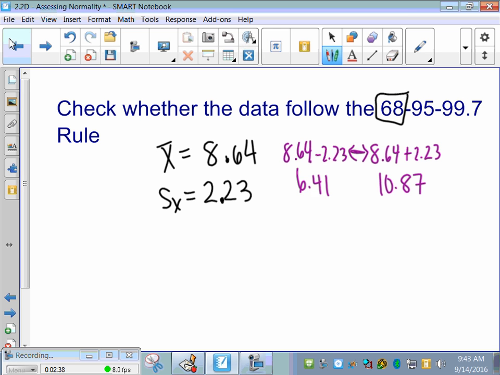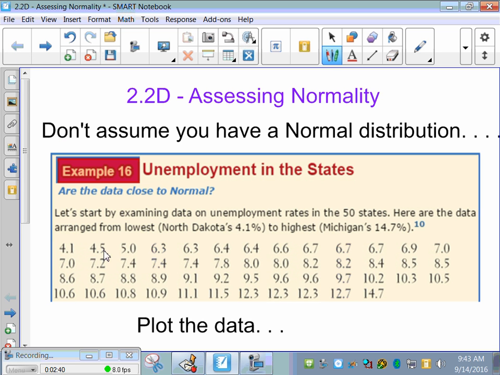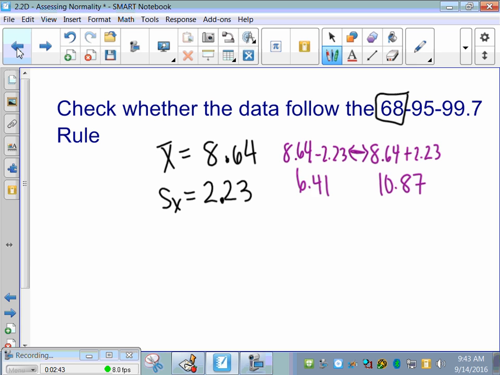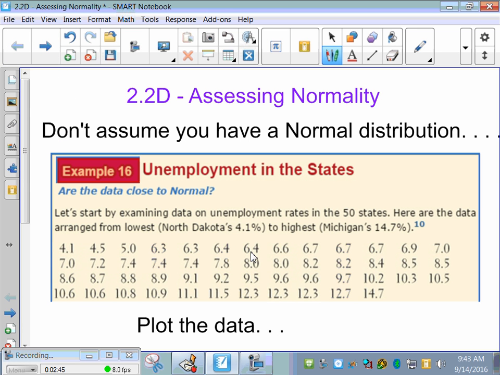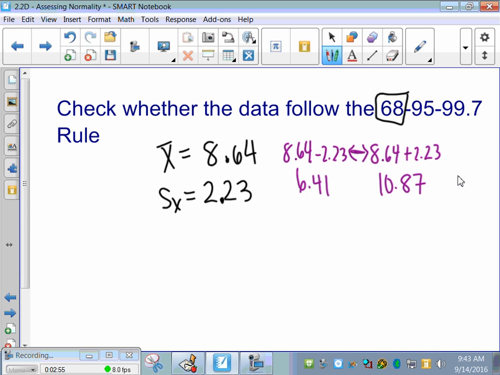What we would have to do is go back, and I would count up how many numbers do I have between 6.41 and 10.87. So 6.41, so that would have to be this guy, this guy, this guy, this guy, this guy, this guy. Right, count them all up. All right, and you should get 35 of them out of, how many states do we have? 50. Okay, so what percent of the data is in between one standard deviation? Yeah, 70%. So that's pretty close to 68.